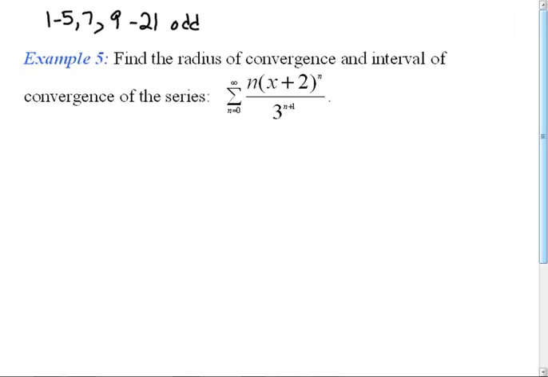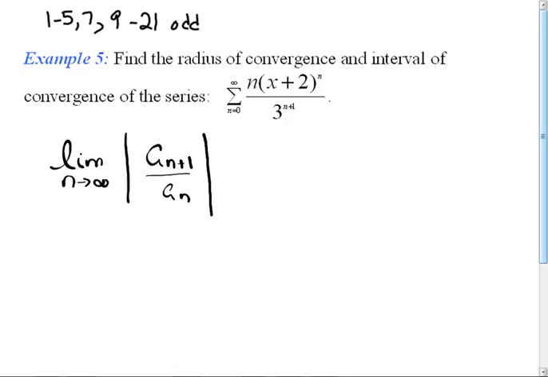Let's do this one. We're going to use the ratio test. And the limit, go ahead. The limit as n goes to infinity of the absolute value of a sub n plus 1 over a sub n. I want this series to converge. Yeah, watch that. So I'm going to set that to be less than 1. And I'm going to solve.